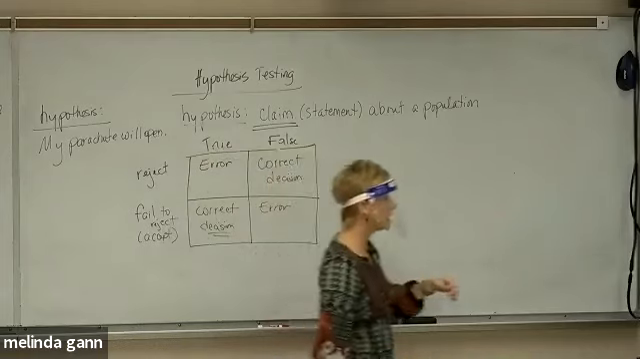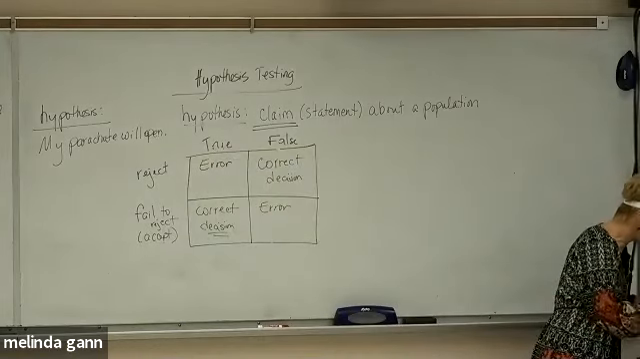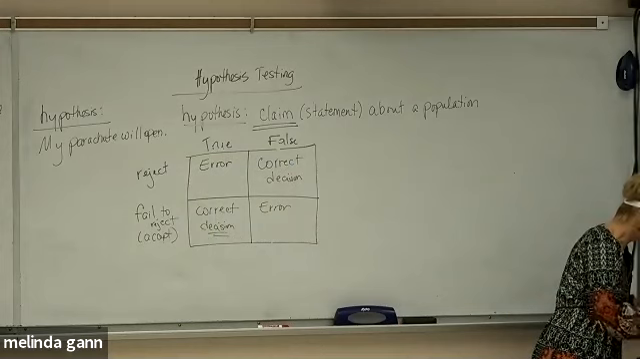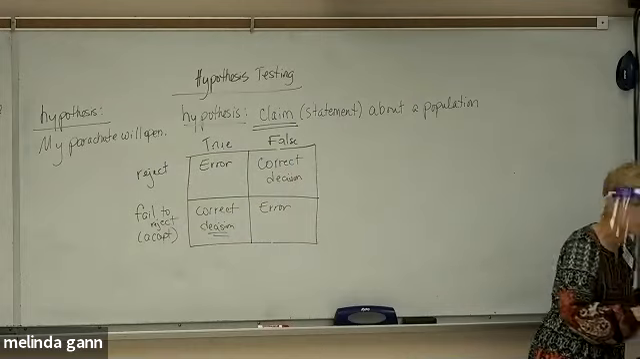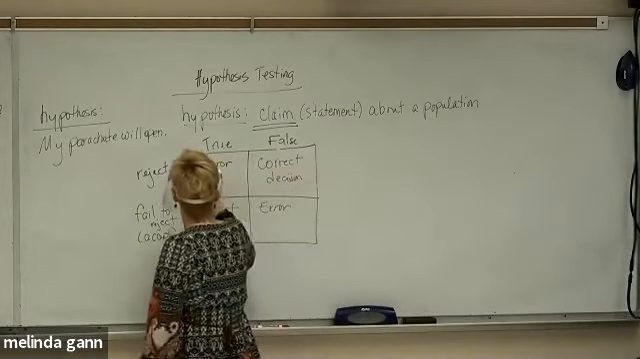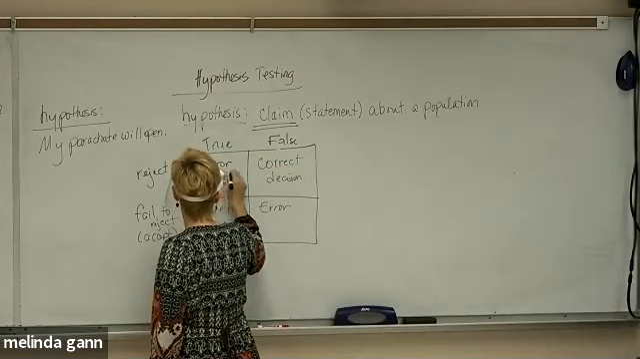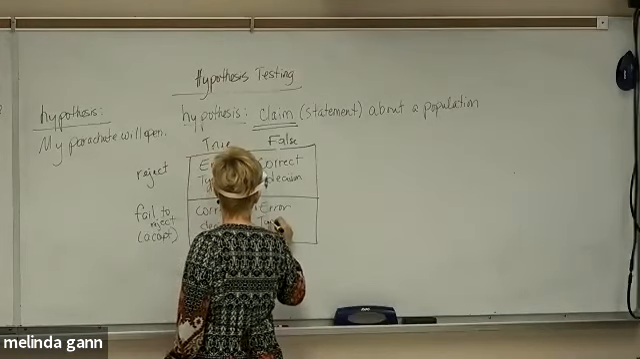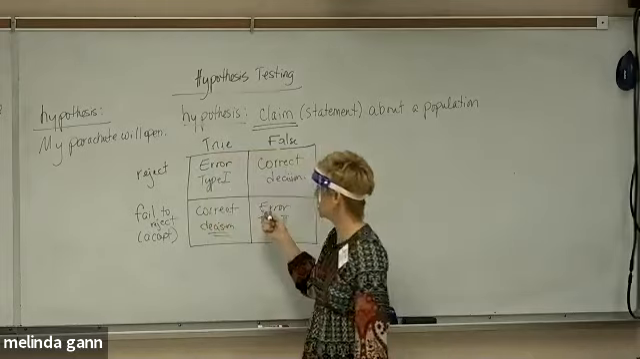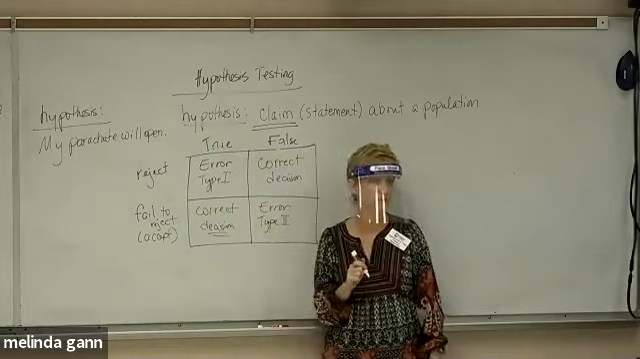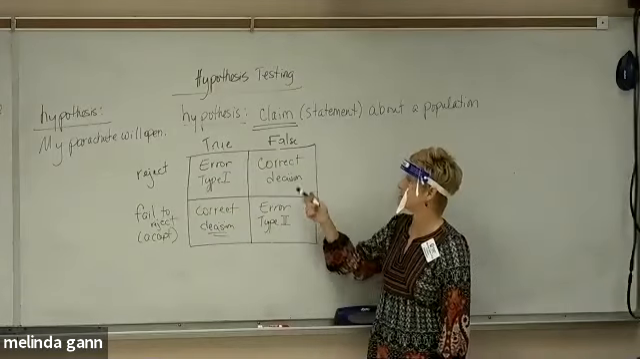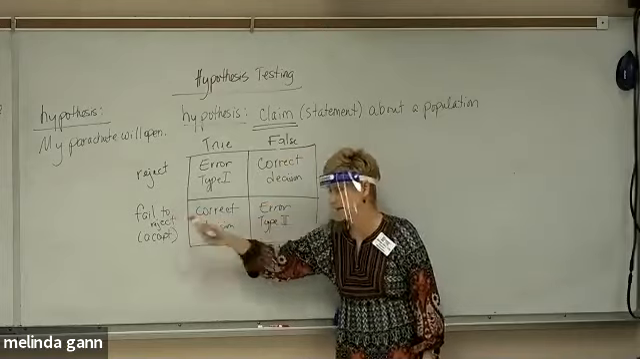Now, in your books, they talk about those two things, and I think they're on page 368 in yours. All right. This one is called a type 1 error, and this one's called a type 2 error. Now, I don't expect you to remember that. It's just they label them. A type 1 error means the statement's true, but you reject it. A type 2 error means the statement was false, but you failed to reject it.